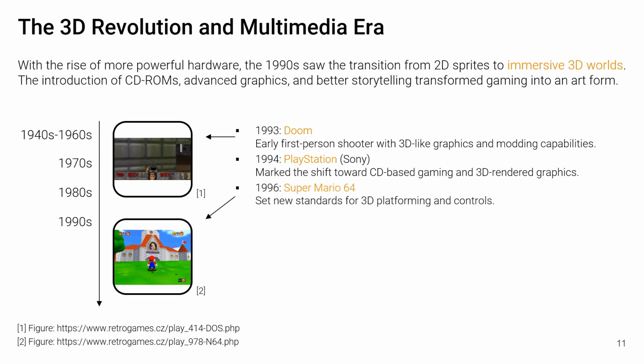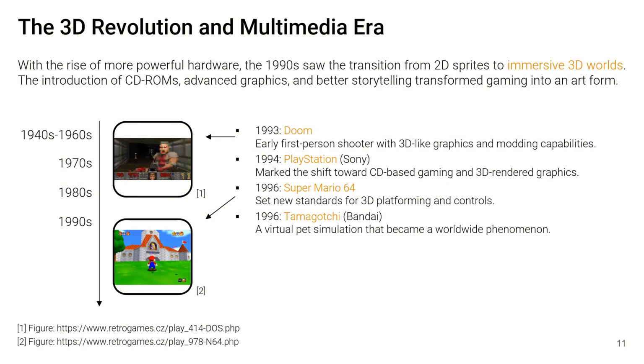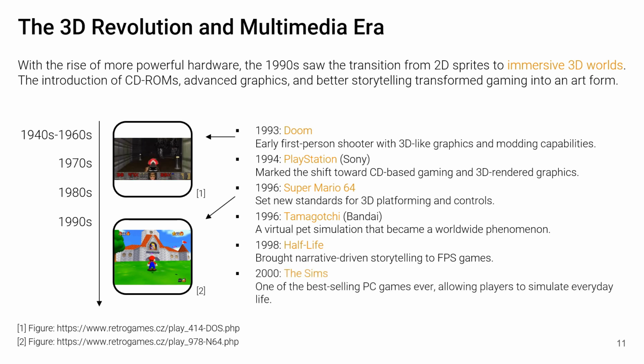Super Mario 64 was released in 1996 and continues to entertain young and old in a variety of ways to this day. With the virtual pet Tamagotchi, an interesting product was launched on the market in 1996 that delighted millions of players. Half-Life introduced the first narrative-driven storytelling in first-person shooters in 1998. The Sims in 2000 is certainly one of the best-selling games of all time. Here, everyday life could be simulated in a virtual world.